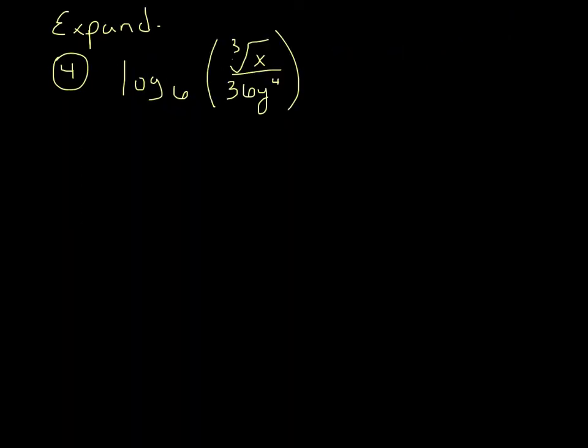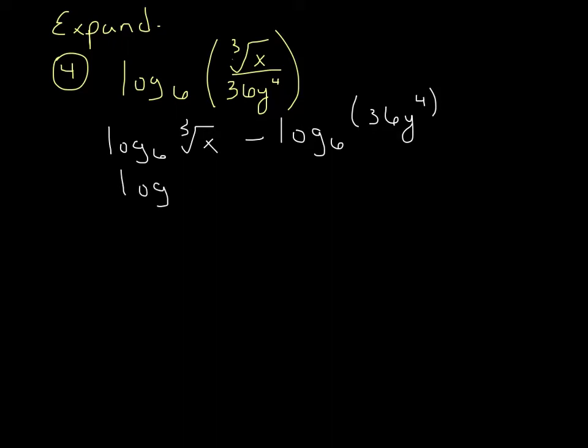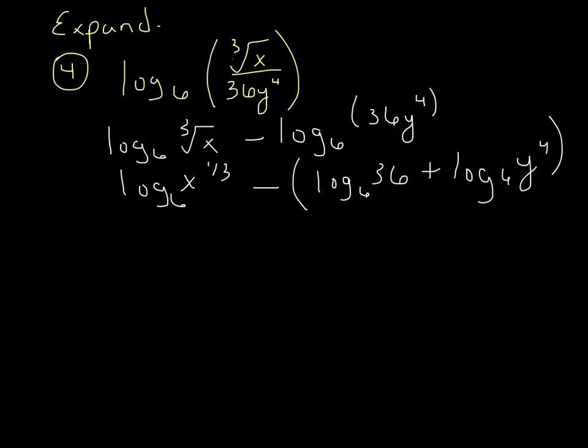Okay. Number 4, I want to expand this problem, a little bit more complicated, a few more terms going on. So if we look at it to start out, the first thing you notice is that it's a quotient. So we'd have log base 6 of cube root of x minus log base 6 of 36y to the 4th. Well, our cube root, we would want to write that as an exponent, so that's x to the 1/3 minus, now this is a product, so I have log base 6 of 36 plus log base 6 of y to the 4th.